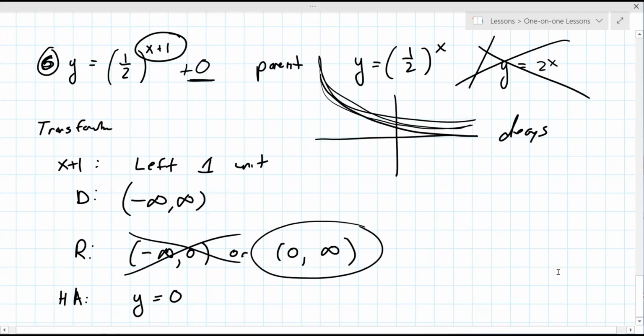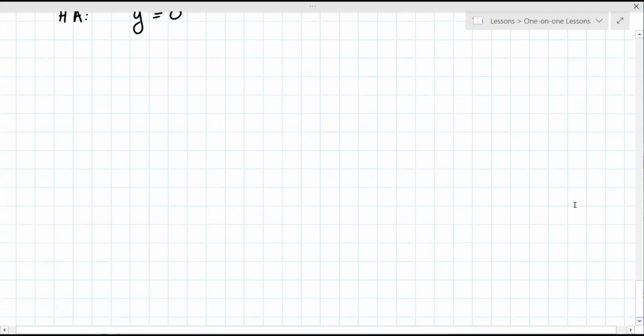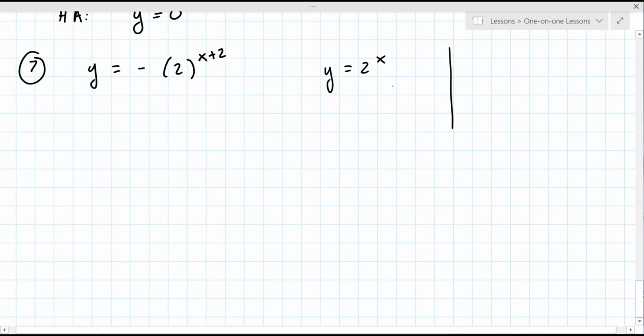Good. All right, number 7. y equals minus 2 to the x plus 2. The parent function here is y equals 2 to the x, and that looks like this. It goes up. But there are a lot of things that are going to change here. We have to deal with this plus 2 and with this negative.